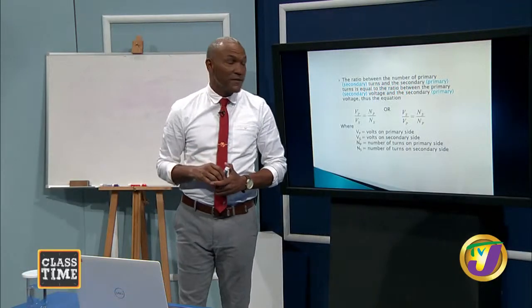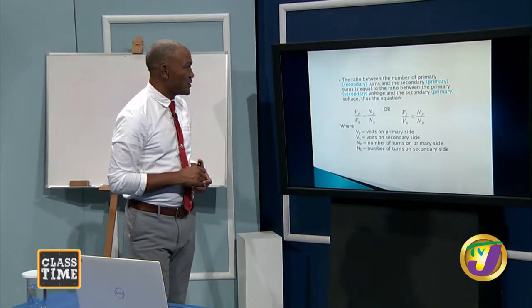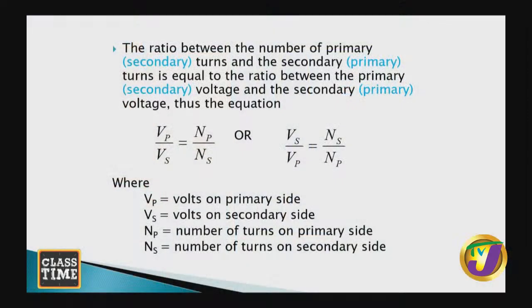The ratio between the number of turns in the primary and the secondary turns is equal to the ratio between the primary voltage and the secondary voltage. So I put in brackets primary and secondary. So you could say it the other way around by saying the ratio between the number of secondary turns and the primary turns is equal to the ratio between the secondary voltage and the primary voltage. And as such, you would have these two equations.